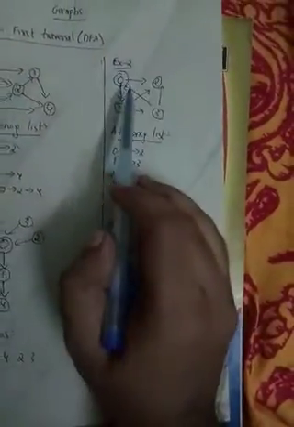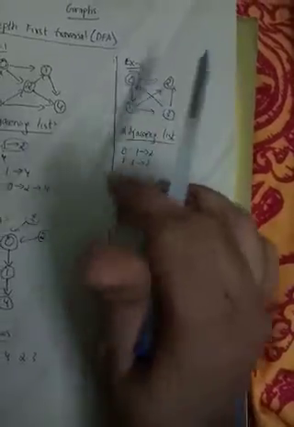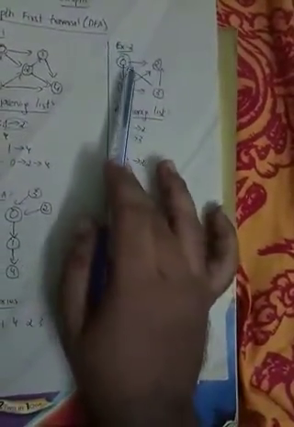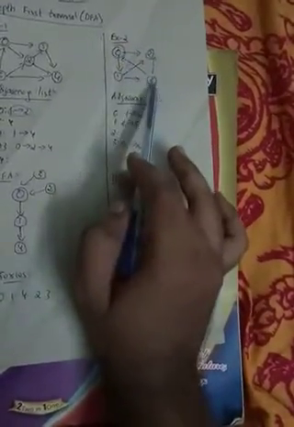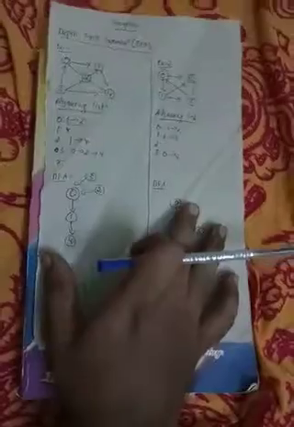Similarly in the second example, this consists of 4 nodes. For this, from 0 we have 1 and 2. From 1 we have 2 and 3. For 2 we don't have anything. For 3 we have 2, 0 and 2. So this is the adjacency list.